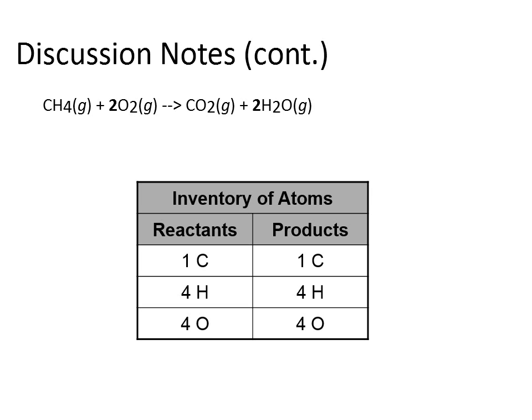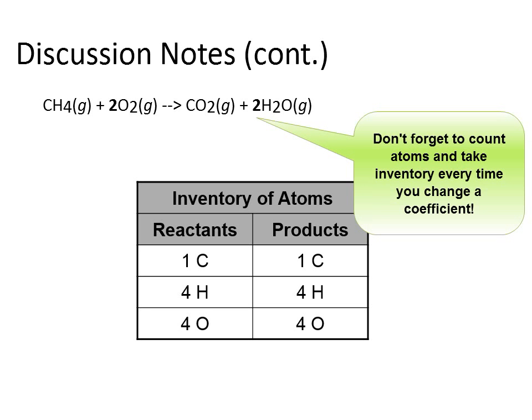Balancing by inspection might have to proceed back and forth until the equation has the same number of each type of atom on both sides of the equation. Don't forget, every time you change a coefficient, go back and take an inventory one more time to make sure that everything is still in balance.